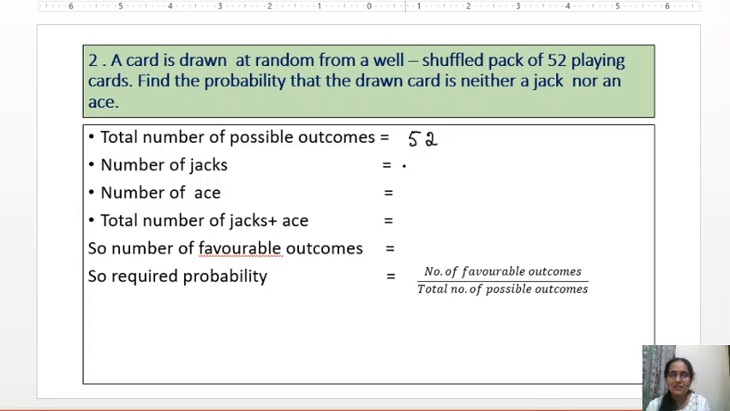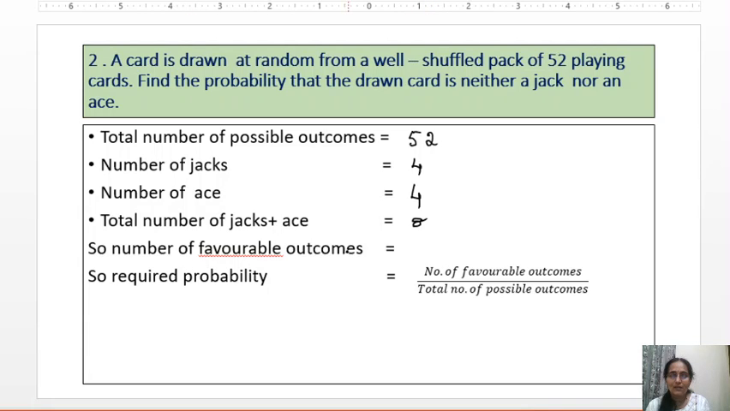How many jacks are there in a deck of cards? There are 4 jacks. How many aces are there? There are 4 aces, right? How many total jacks and aces are there? Now I need not add 4 plus 4, straight away I will write 8.